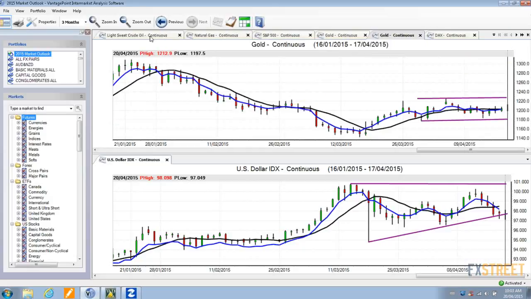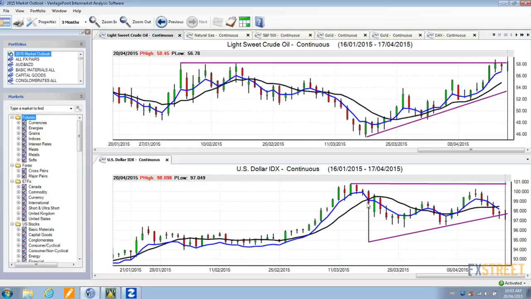This is something I work on with my own direct clients on a regular basis. Now, we can see that basically as the US dollar started to sell off right here, the light sweet crude oil immediately started to gain strength. But if we look at where we are on a top so far of the year, we're above the yearly opening price, but not by much.